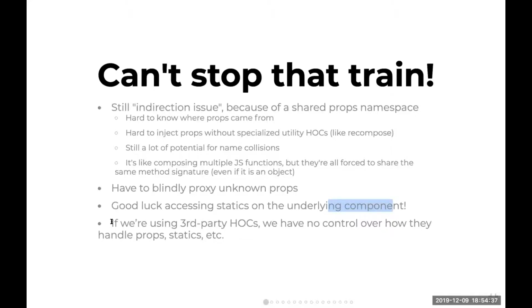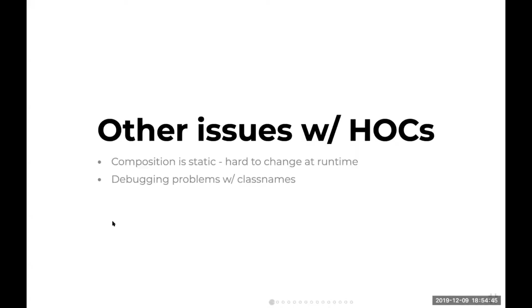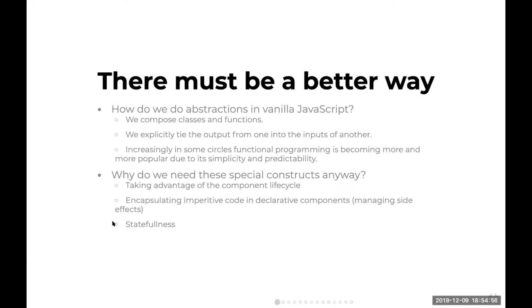And then the problem is magnified if we're using third-party HOCs and we don't have as much control over how they handle some of these issues. Other issues that I already talked about were that the composition was static, and we had problems with class name debugging. So there must be a better way.